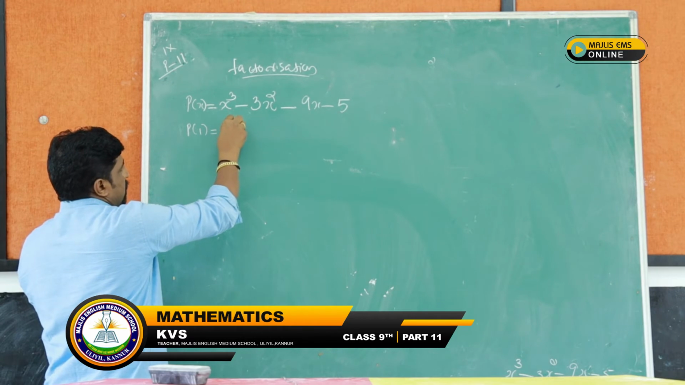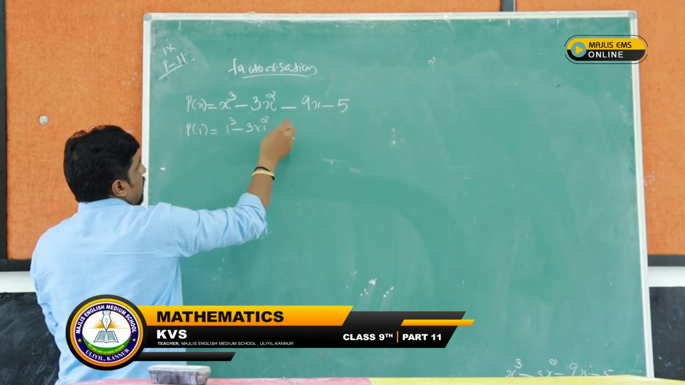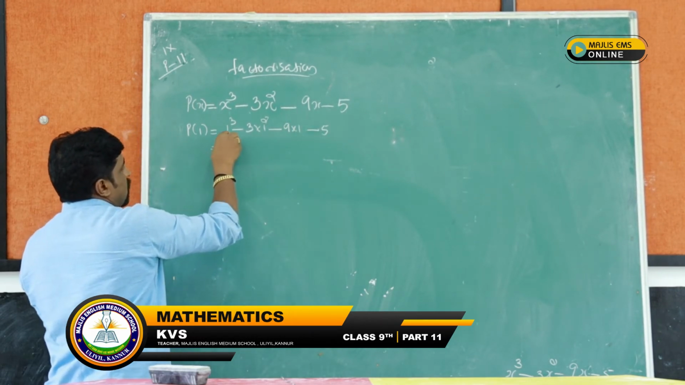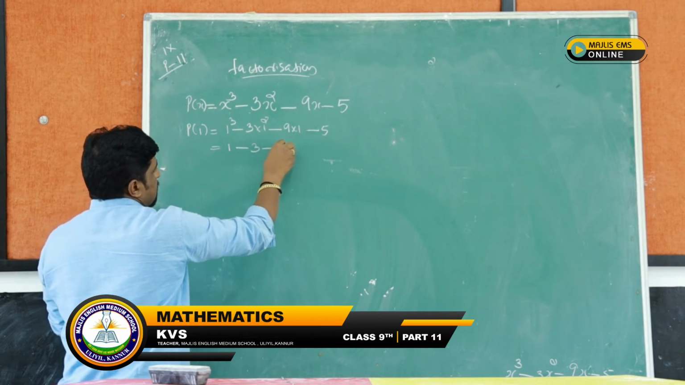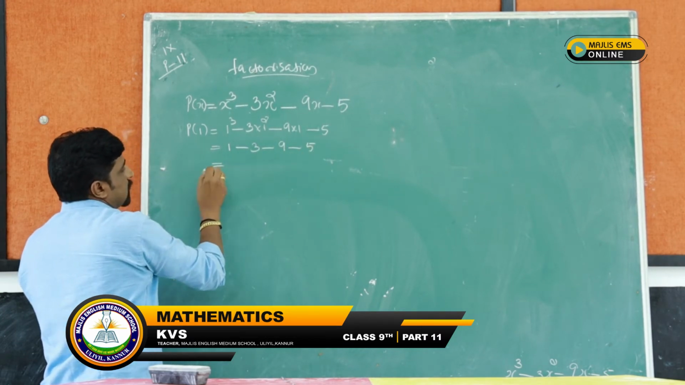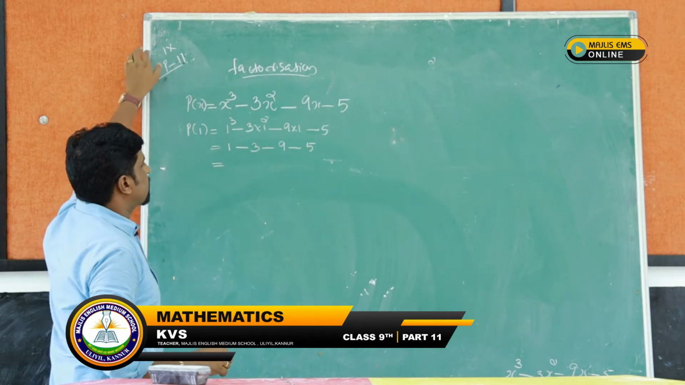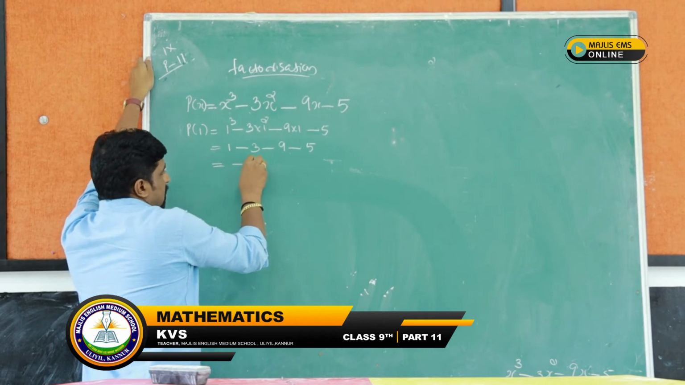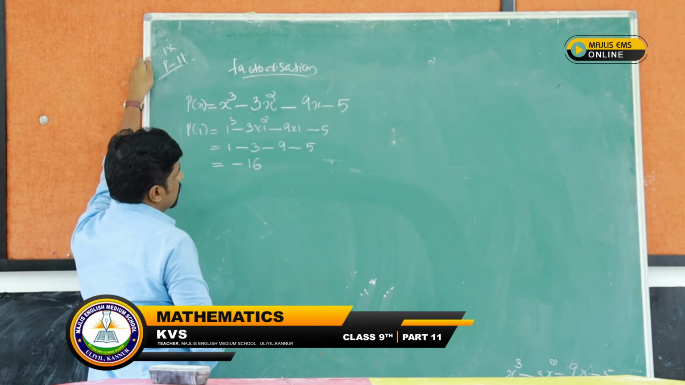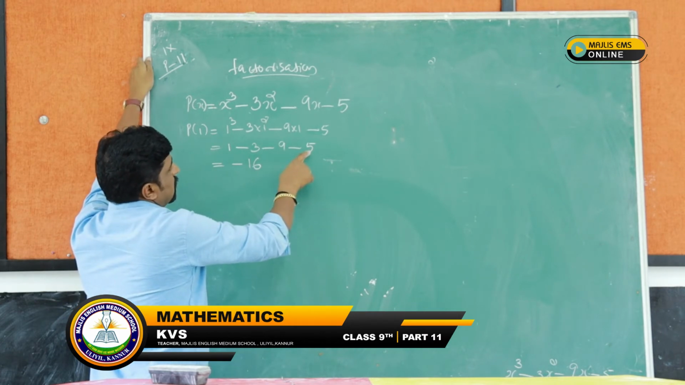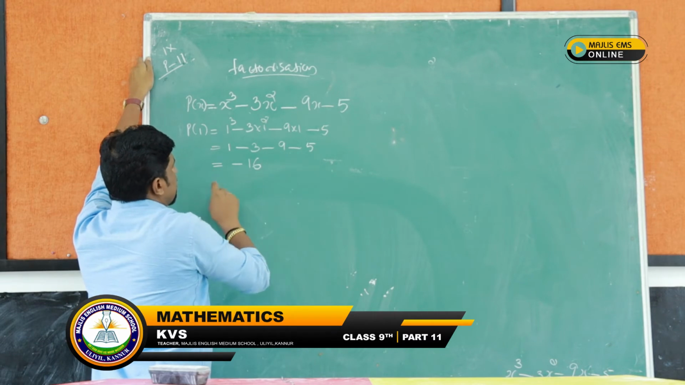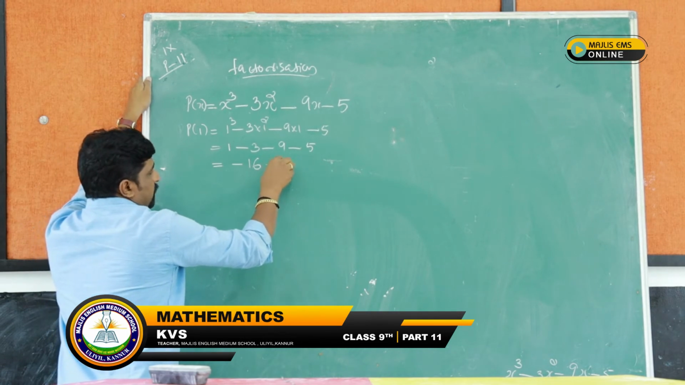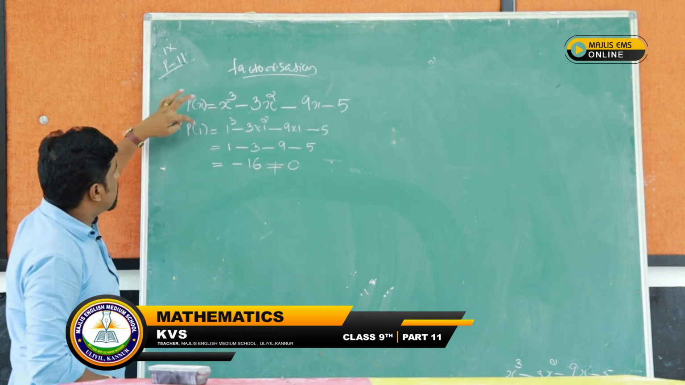P of 1 means 1 cube minus 3 into 1 square minus 9 into 1 minus 5. Therefore 1 cube is 1, minus 3 minus 9 minus 5. Therefore here these are negative numbers. Therefore after addition and subtraction we got minus 16. Okay, minus 16, that's the answer. That is not equal to 0. P of 1 not equal to 0.